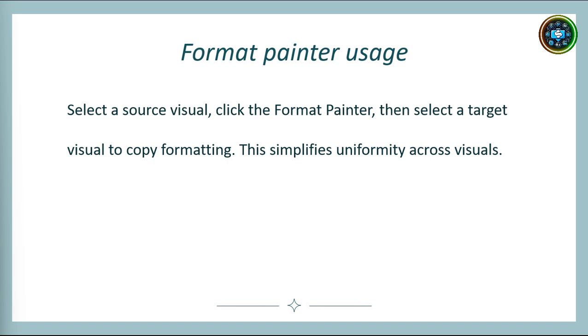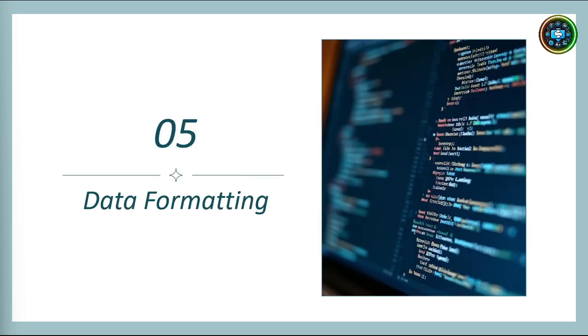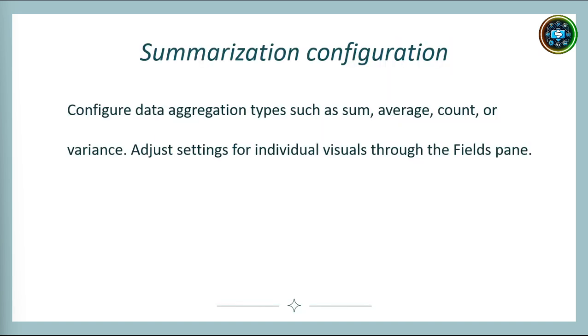So what is the advantage of this? You will have uniform visuals. You work on the color, text size, borders, shadow and whichever common things on only one visual, and all the other visuals you can simply copy and paste, so your time is saved and it will be uniform across your visuals. One visual won't have a different color and another a different font. Okay, now summarization configuration.